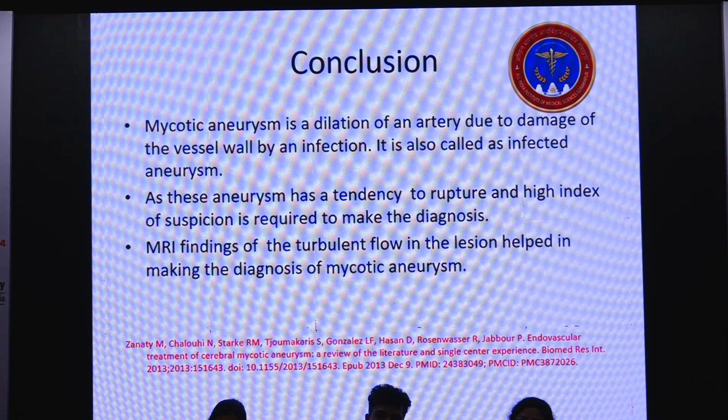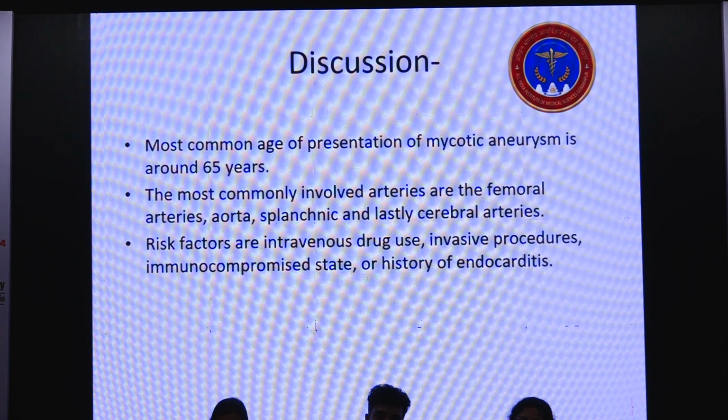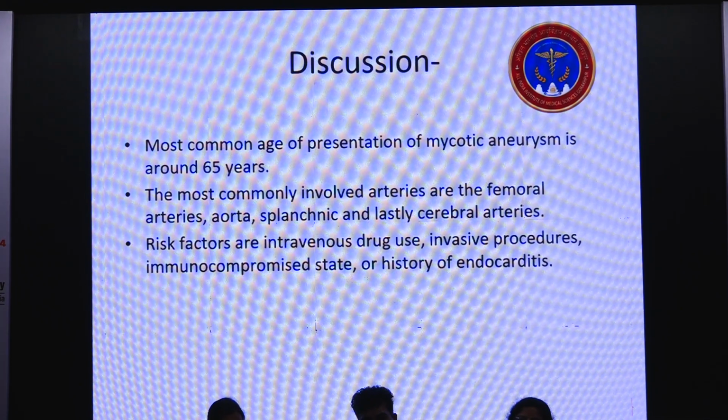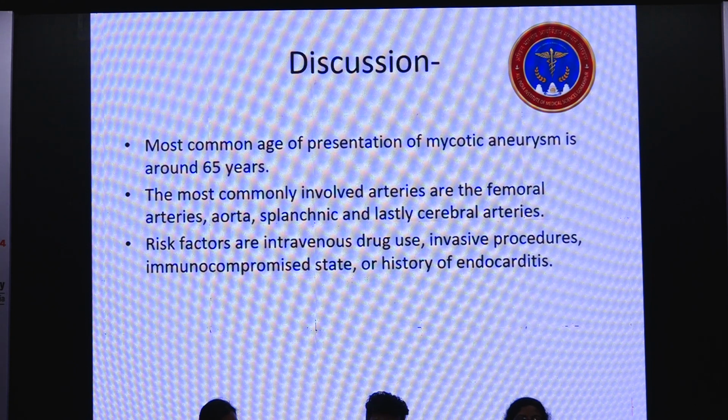Mycotic aneurysm is also a disease of the elderly. It mainly presents around 65 years of age. There may be a history of intravenous drug abuse, a history of immunocompromised state, or a history of endocarditis. And lastly, cerebral arteries are rarely involved. Most commonly, femoral arteries, aorta and splanchnic arteries are involved. So it was a very atypical case, which was diagnosed on high index of suspicion and a good radiological evaluation.